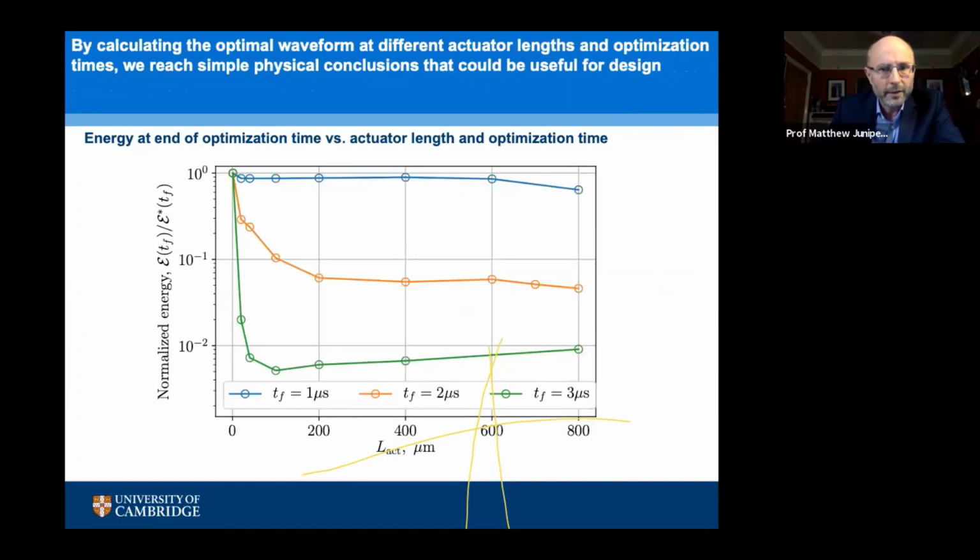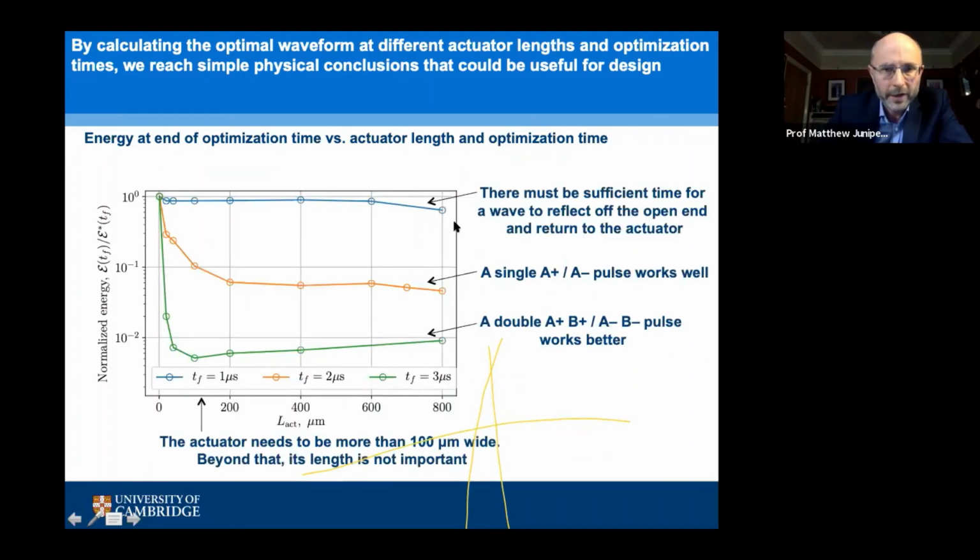So finally, I think you can see a lot in this slide. What we have on the bottom axis is the length of the actuator. So we've got a short actuator here, 200 microns long, to a long one, 800 microns. I haven't spoken about that yet, but I'll talk about it now in this chart. Here we have the energy at the end of the time, the normalized final energy. So if we don't do anything, this stays at 1, which is up here. And this is for different optimization times: 1 microsecond, 2 microseconds, and 3 microseconds.